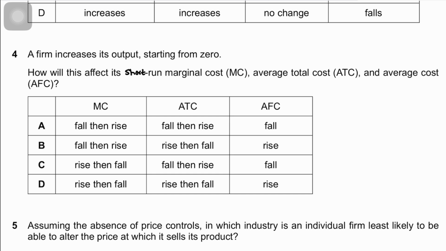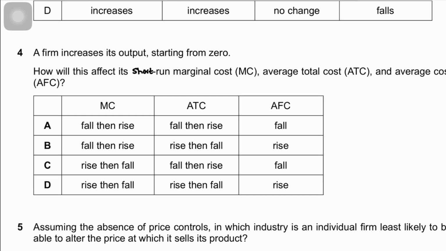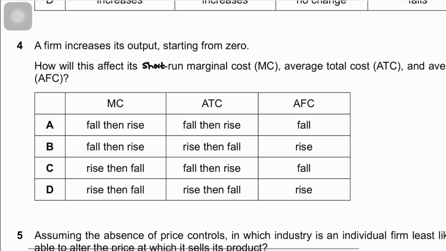Now we know that the marginal cost typically decreases initially due to increasing marginal returns as better utilization of fixed factors takes place, right? But then it eventually rises due to diminishing marginal returns. So marginal cost should initially fall, then rise, so it should be either A or B. If you look at average total cost, it initially decreases as fixed costs are spread over more units, but it eventually increases as the rising marginal cost pulls the average total cost up, right? But average fixed cost is always going to be decreasing as output increases because the fixed cost would be spread over more units of output. That follows that the correct answer should be A, right?